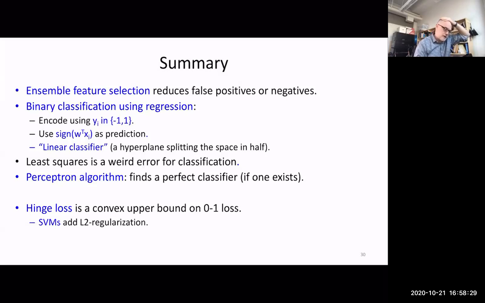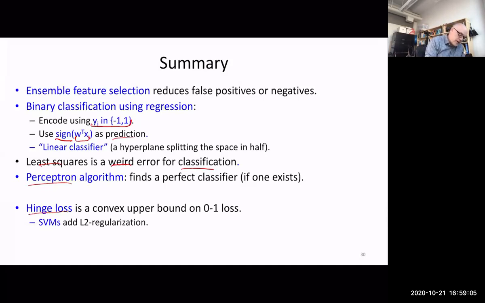We did binary classification using regression. Now, where we encode the outputs numerically, we use the sign of the linear model as our predictor. And this gives rise to a linear classifier, basically in the form of a hyperplane splitting the space in half in whatever basis you're in. Least squares doesn't really work for classification because it's weird and penalizes being right by too much, by a lot. And we said that there exists a Perceptron algorithm that finds a perfect classifier if your data is linearly separable.